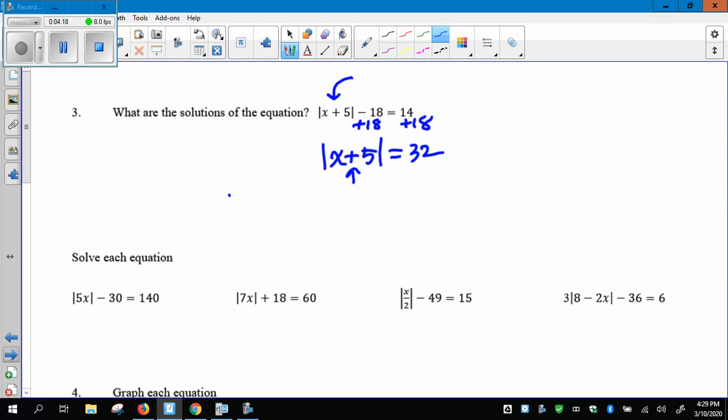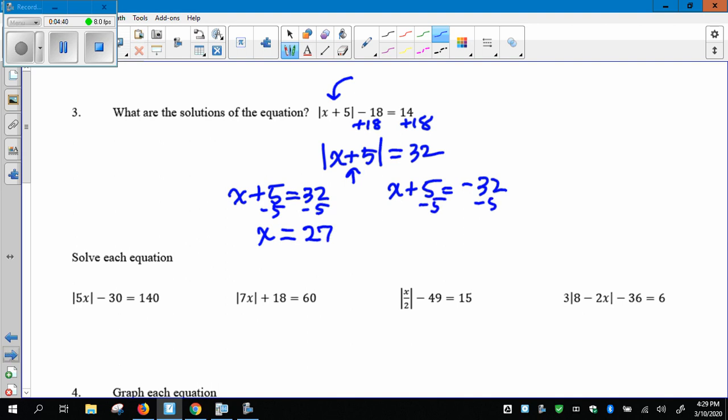Now remember that it could be 32, because the absolute value of 32 is 32. X plus 5 could also be -32, because the absolute value of -32 is positive 32. So on this one, I'm going to subtract 5 from both sides, and I get 27. On this one, I'm going to subtract 5 from both sides, and I get -37 for my solution.